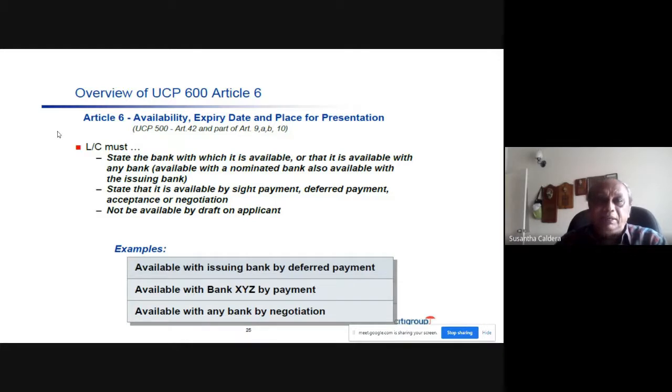It must not be available by draft on the applicant. For example, available with issuing bank by deferred payment. Available with bank XYZ by payment. Available with any bank by negotiation. That is how we state availability in the LC.